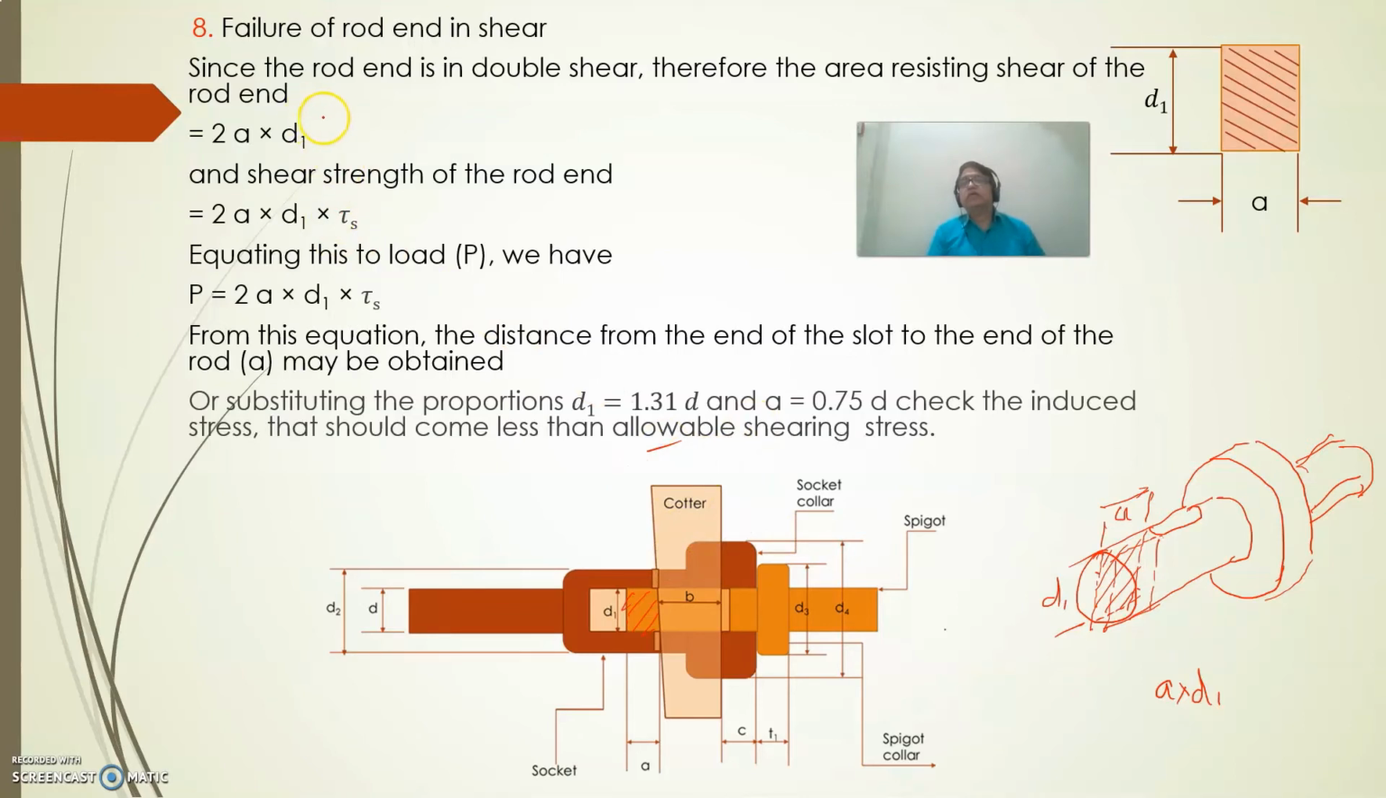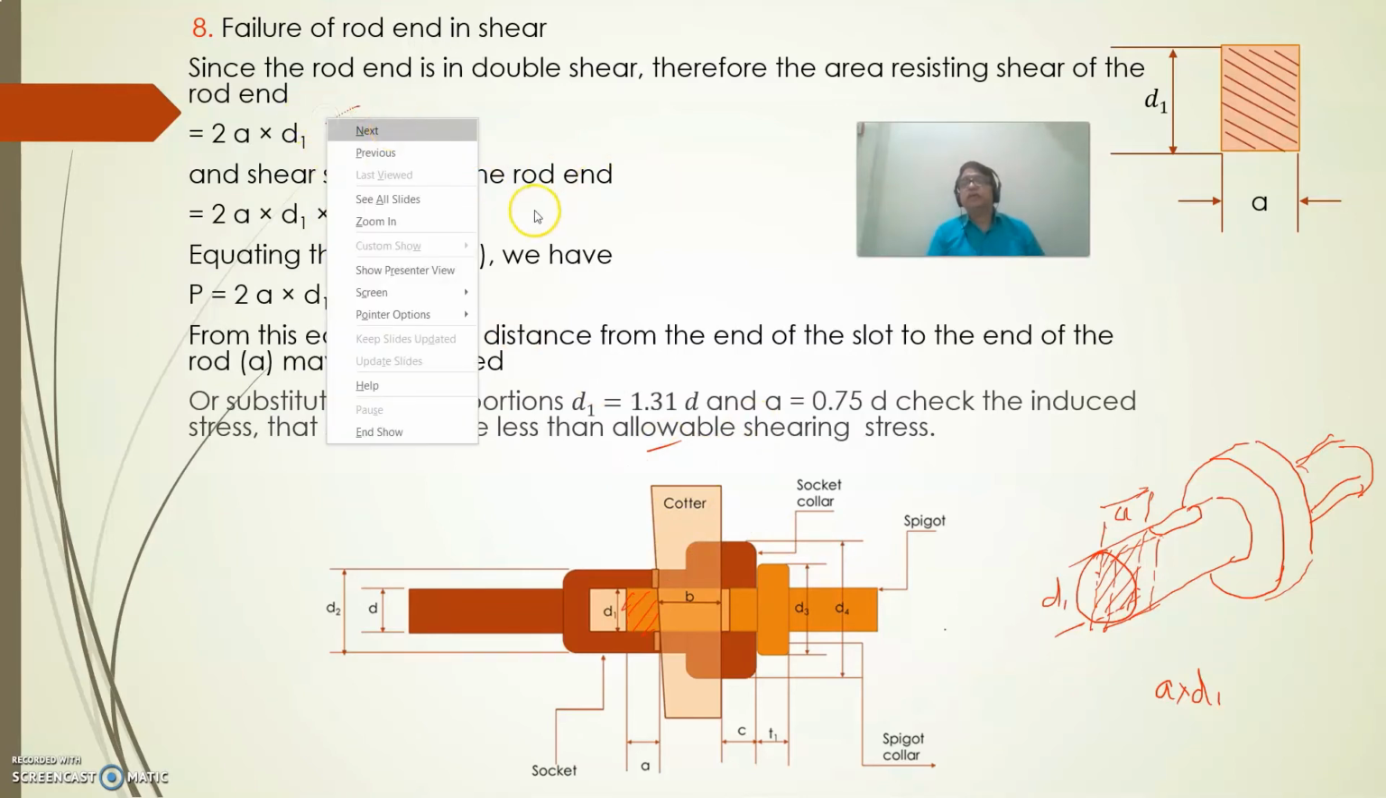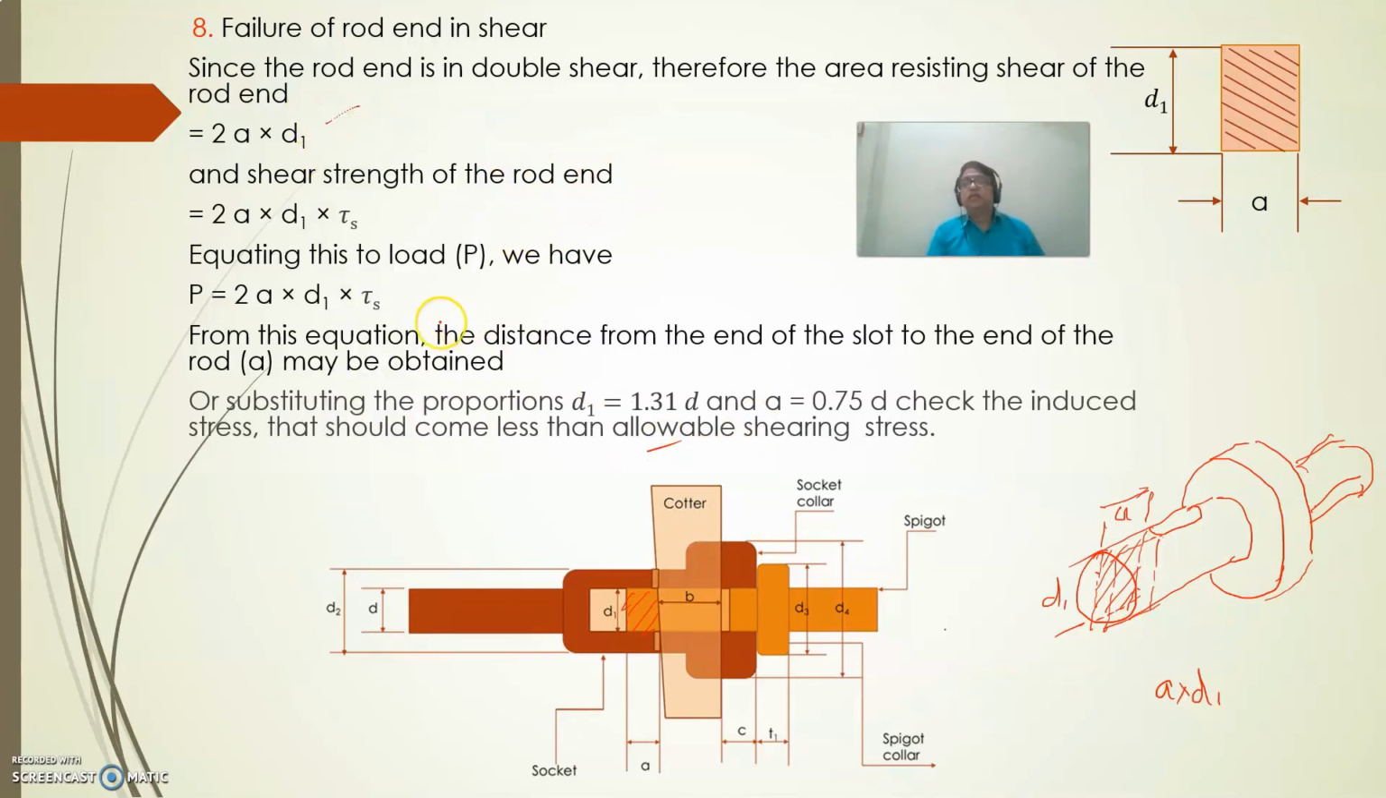This is twice of A into d1 into tau s. So by putting the value of A is equal to 0.75 d and d1 is equal to 1.31 d, I can get the tau s value. Find out the tau s value; it should come less than the tau s allowable stress.